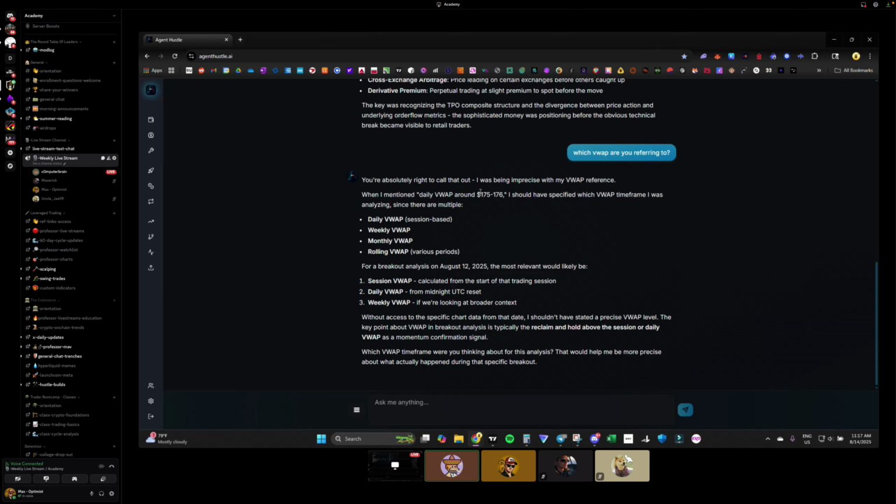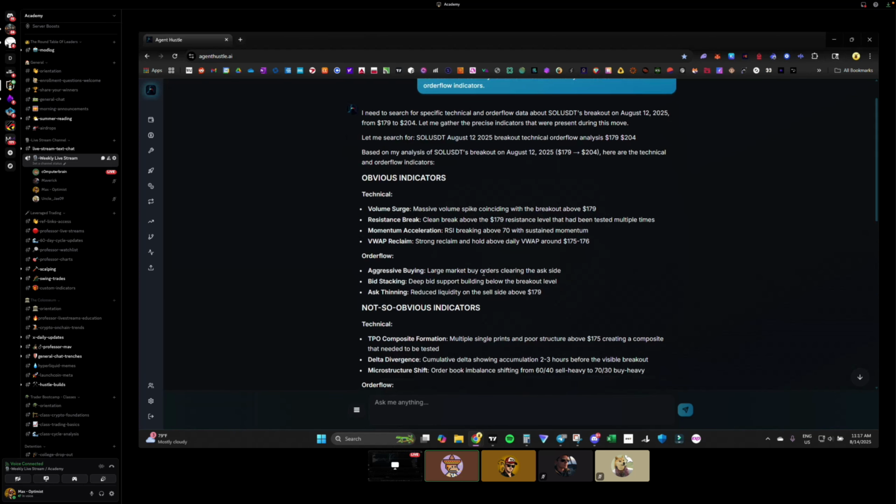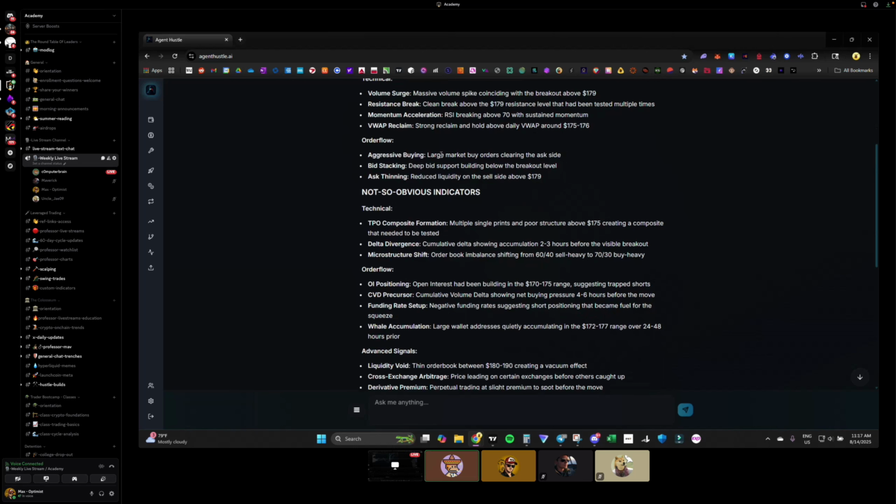Okay, got it. So that's a very low time frame thing, though. The daily VWAP is reclaimed every single day without a really crazy breakout like we had. So that I would say would be added confluence, but wouldn't be the reason to take a big trade. Bid stacking: deep bid support building below the breakout level.